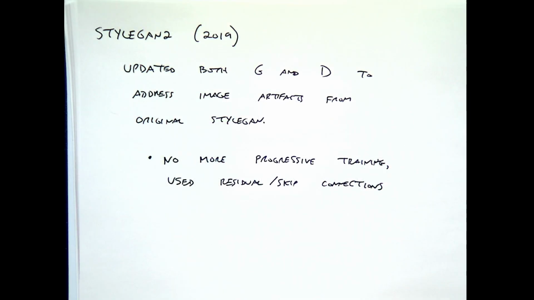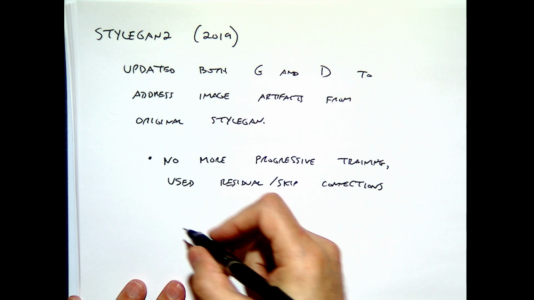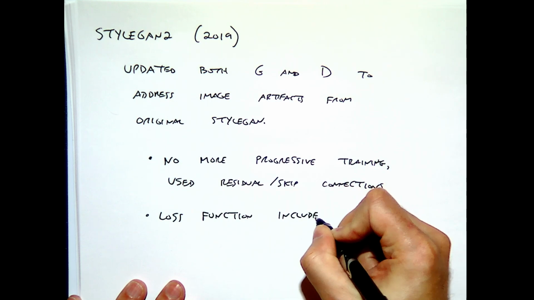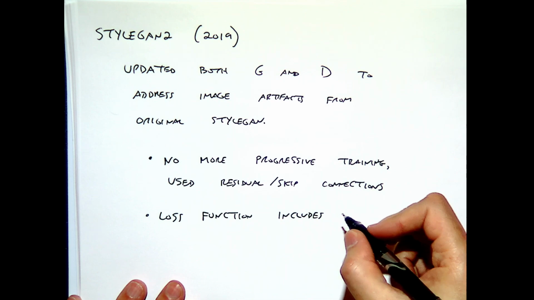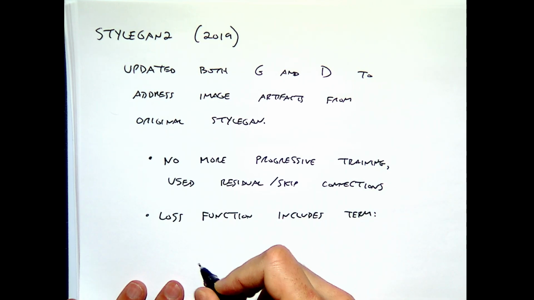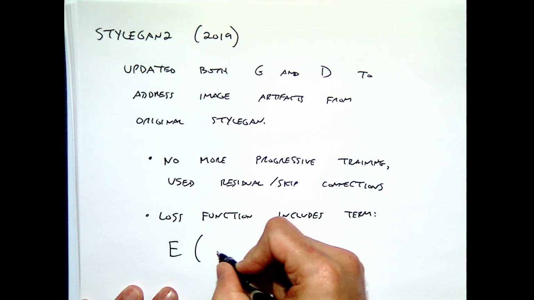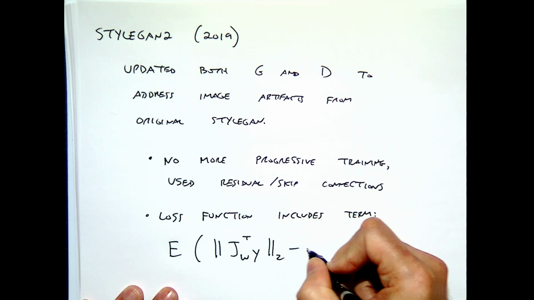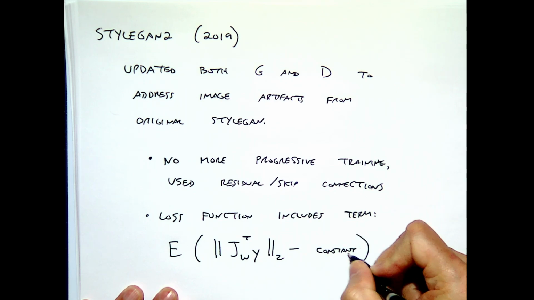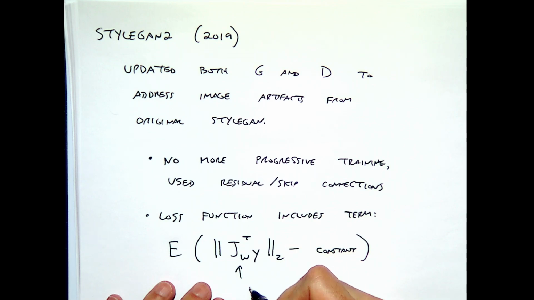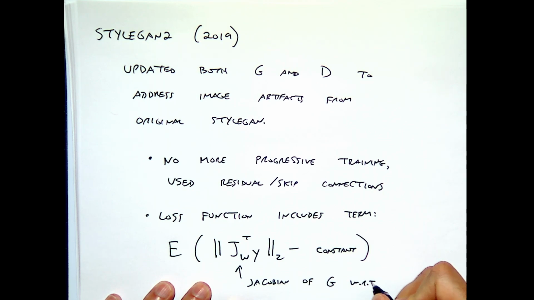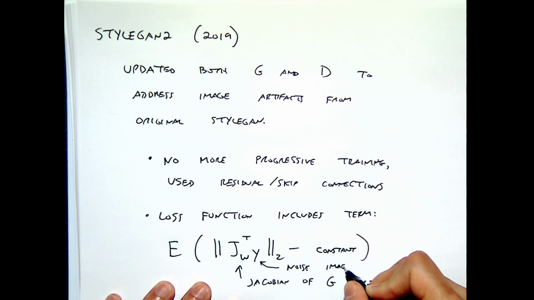One other thing I want to say about the big picture here that I thought was worthwhile is that there's also a loss function modification that includes basically a term, something like this. It's like saying I have the expected value of, let me write this down first and then I'll interpret what this means. So this here is the Jacobian of G, the generator, with respect to W. And this Y here is just some noise image.